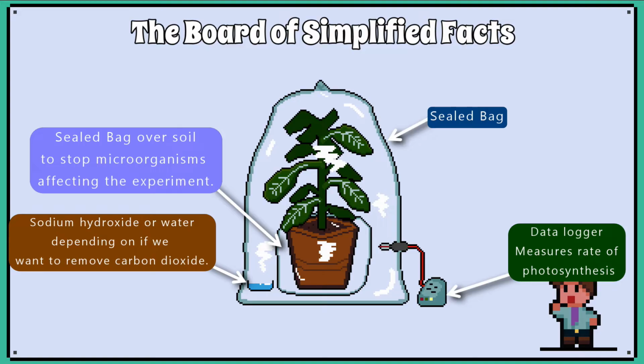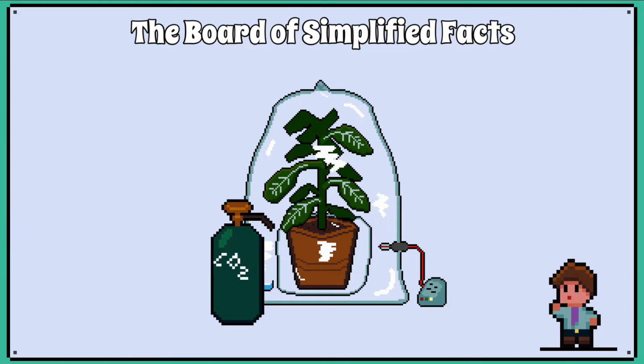But otherwise, we place water of equal volume in there. This is to try to control the variable that is the volume of atmosphere available to the plant for each observation. Finally, for this example, we can also control the levels of carbon dioxide by using this gas canister.